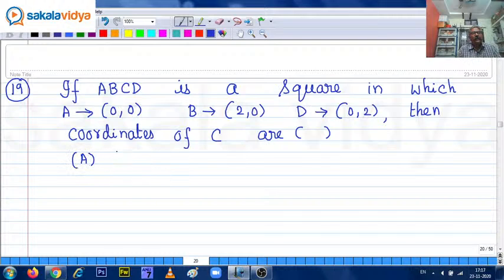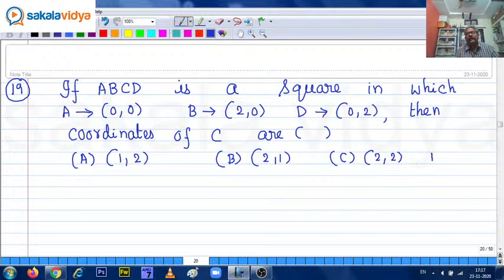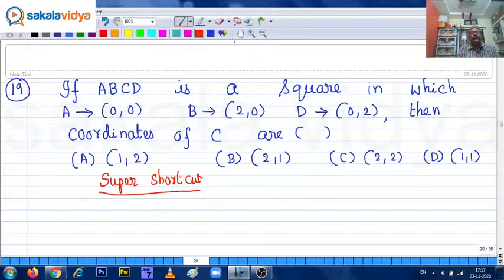Option A 1, 2. Option B is 2, 1. Option C is 2, 2. Option D is 1, 1. By drawing the figure on the coordinate plane we can find it directly, or we have one more beautiful shortcut, a super shortcut. I will explain, don't worry.